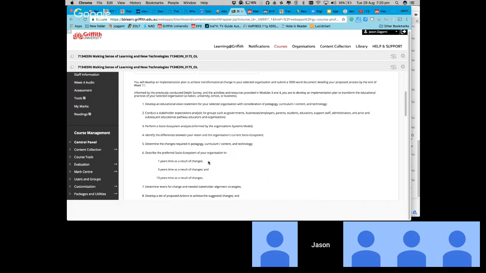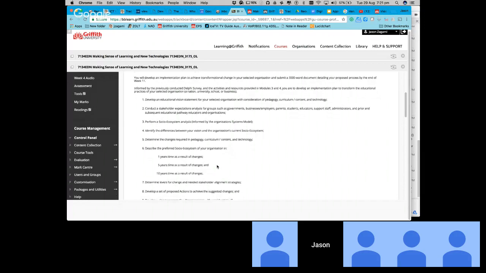But essentially what you're doing is creating a vision, looking at your existing system, your organization and the system involved around that organization, working out then how to actually move from your current organization in terms of the system that it's involved in to the vision that you would like to achieve. And you then need to describe that and plan that out over a 1, 5, and 10-year time frame. And then identify some of the key changes that are going to be needed in your organization to achieve the changes that you want to see happen.